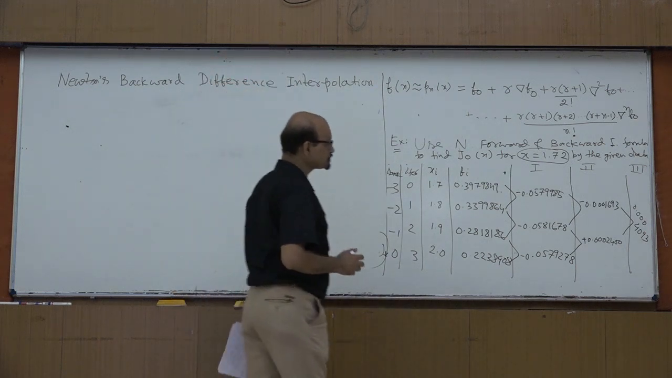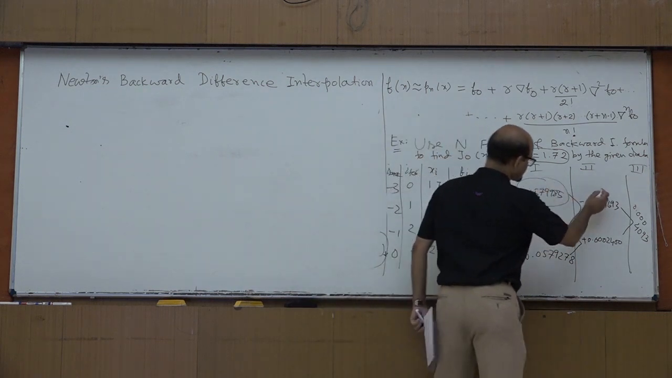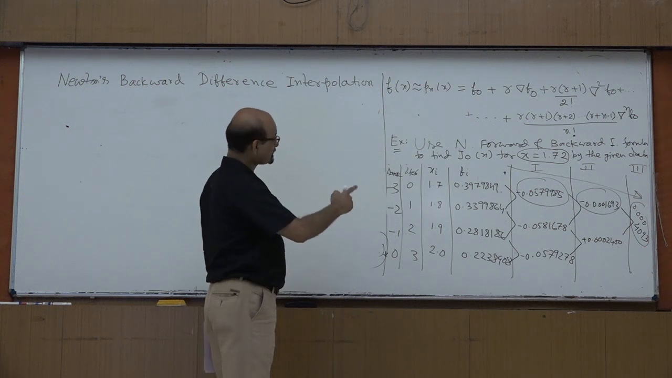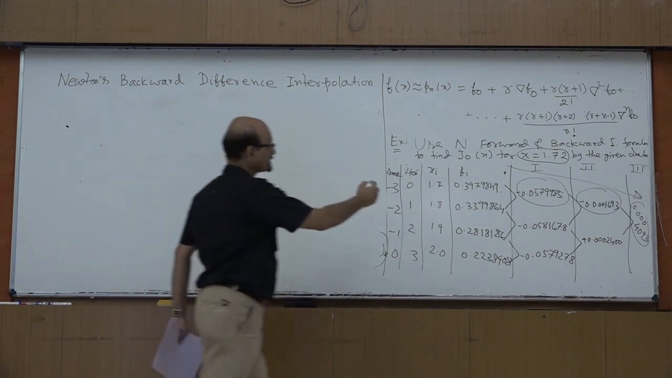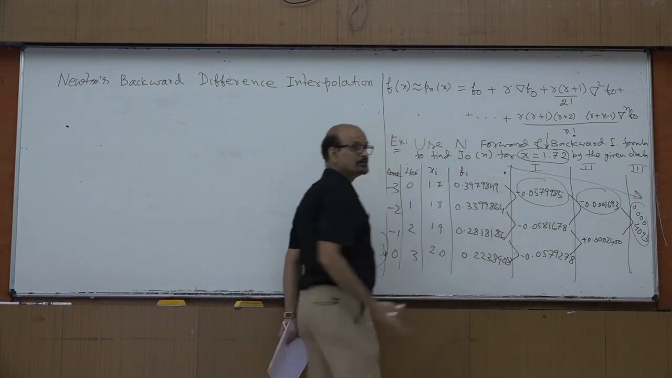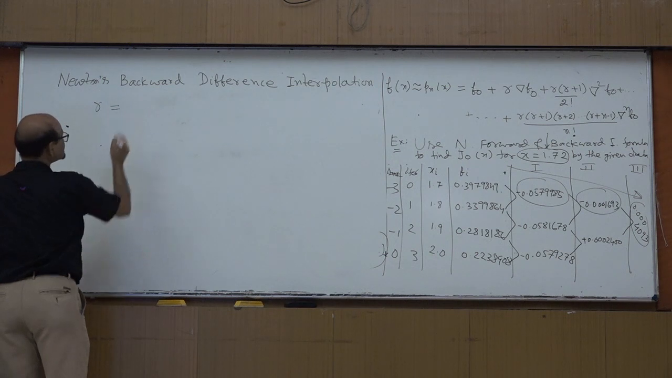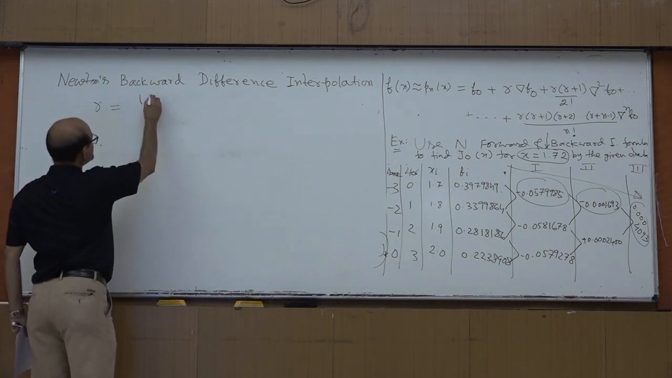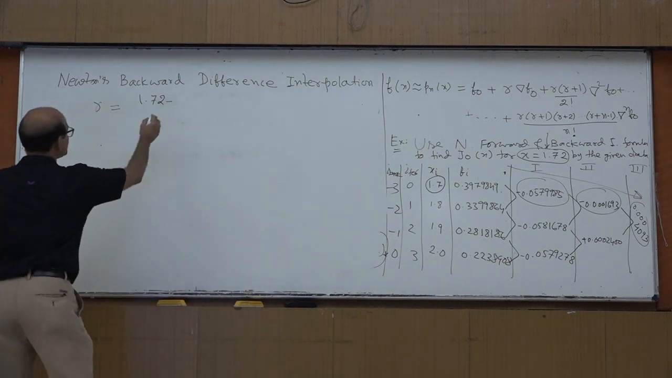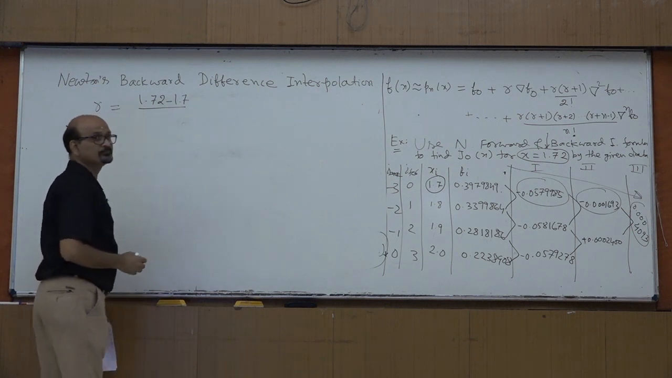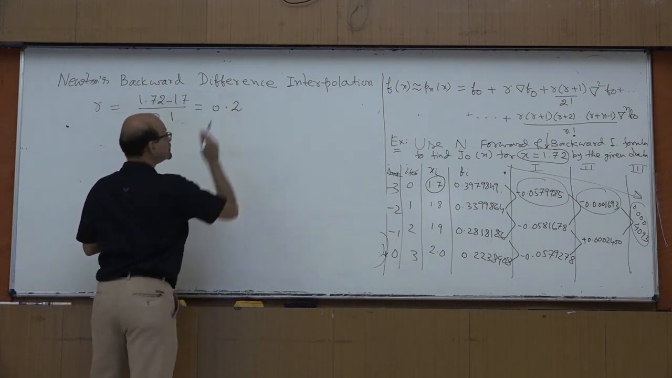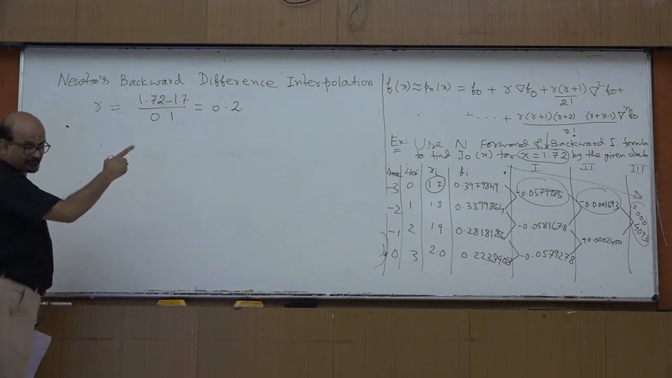Now if I want to use forward, as I told you, in forward I have to use this, this and this. That means I have to go like this. So here x is 1.72. At this point I need to find the value of f at 1.72. So I can have r as x minus x naught by h. So x is 1.72 and x naught is 1.7, the first point, divided by h, 0.1, and this comes out to be 0.2. Now I want to find it by forward difference.